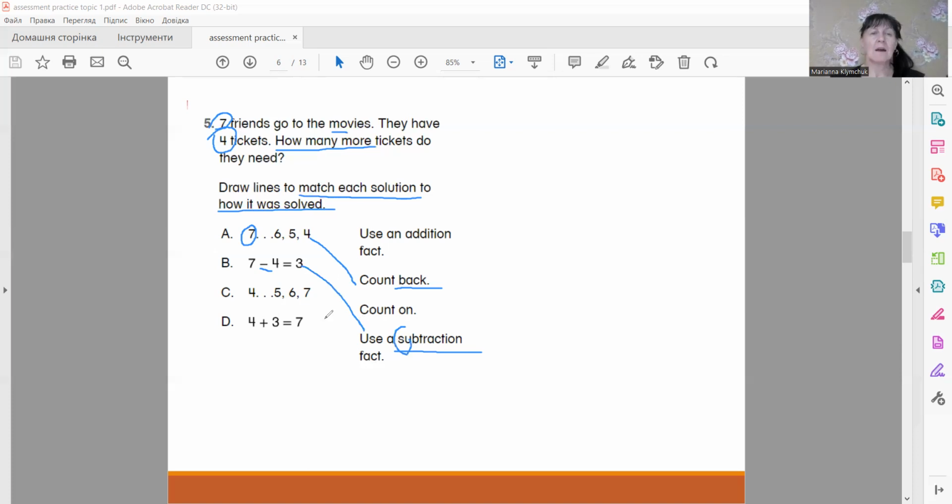Subtraction, okay? Next, we start with 4 and we go 5, 6, 7. We count on. Okay, so we are choosing count on, okay? And then 4 plus 3 equals 7. We use an addition fact because plus, it's about addition. This is what you need to do here. Okay, of course, too much reading, but remember this task that you need to do just matching.